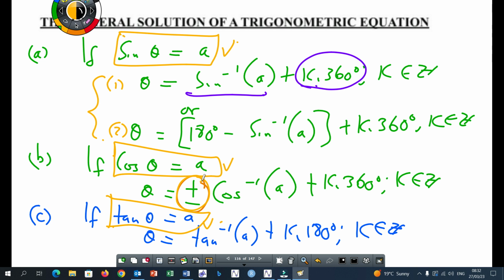So if you're given a restriction, we have to find the actual value. You can determine your general solution first, then you use it to determine all the other solutions. Okay, you have to find your general solution first and then use it by substituting the values of k. Okay?